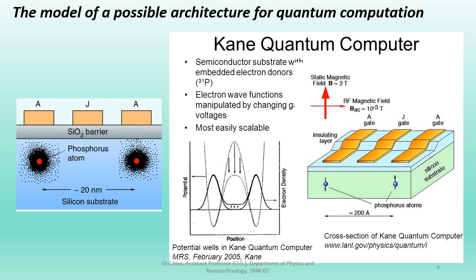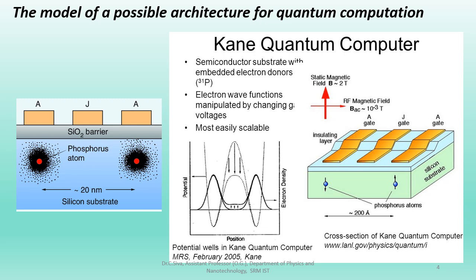Metal A gates and J gates are positioned to control the atoms. Phosphorus-31 has a nuclear spin of 1/2, while silicon-28 has spin 0. This makes the silicon environment extremely stable for the nuclear spin of 1/2 of the phosphorus atom.